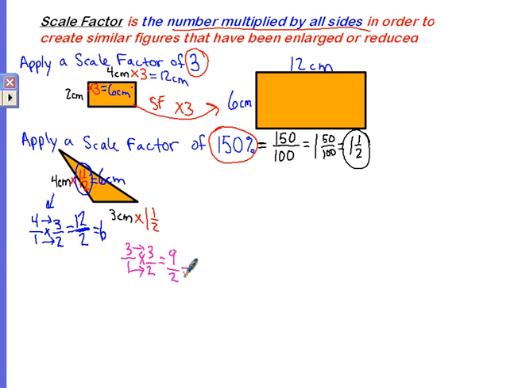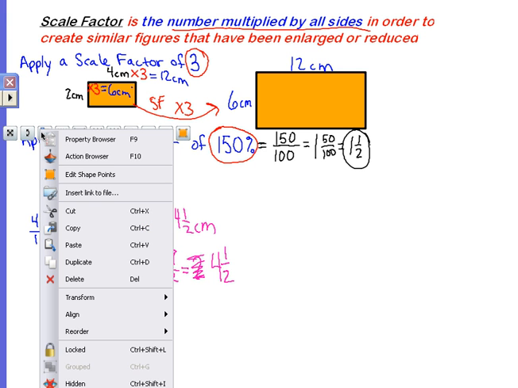9 over 2 is the same as 4 wholes, which would take 8 of the 9 pieces, because 2 pieces make a whole. In 4 wholes, there would be 8 pieces, and there's 1 left over out of 2. So our new shorter side would be 4.5 centimeters.